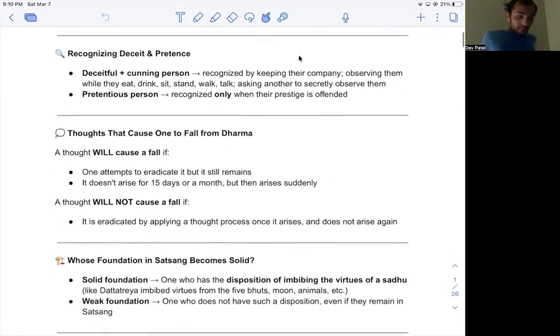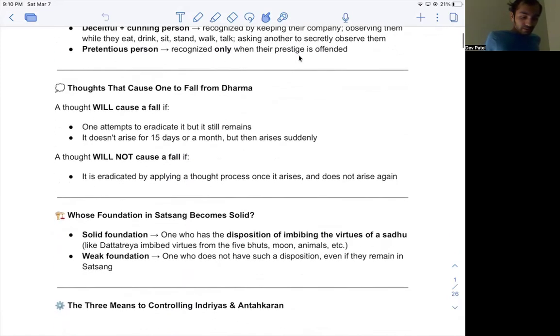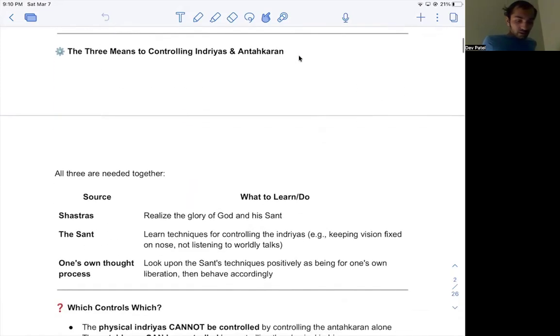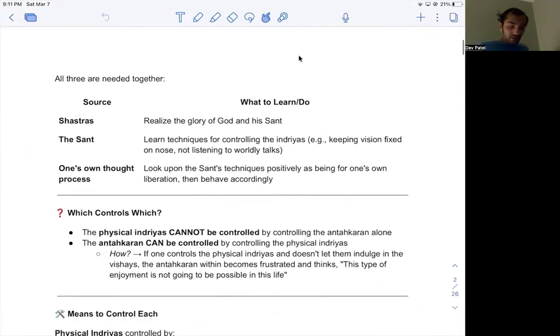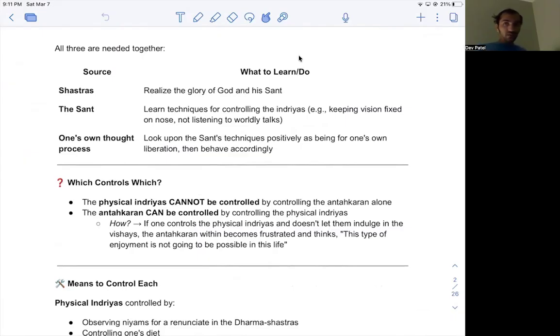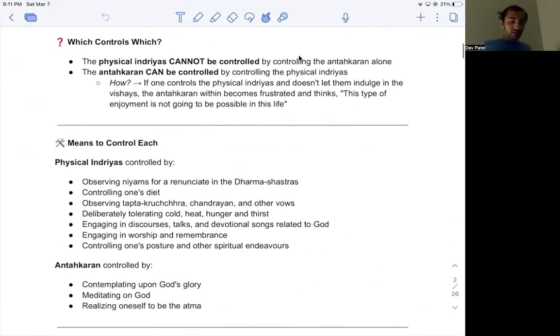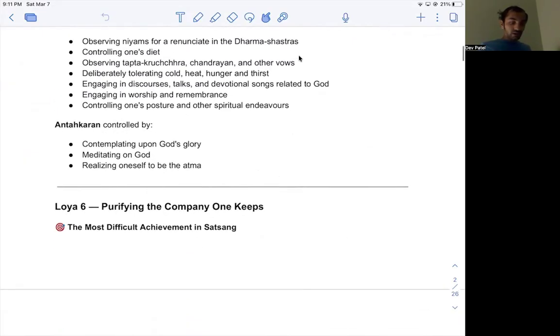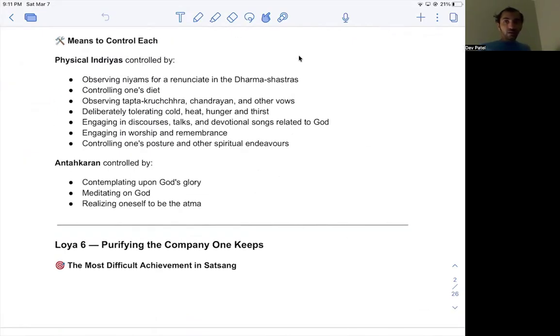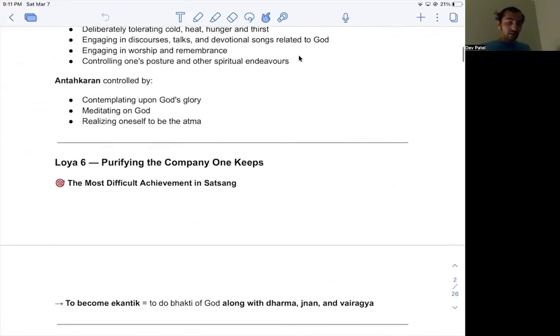Thoughts cause one to fall. The three means of controlling the indriyas and the undercurrent are the shastras and one's own thought process. Now, what controls which? Is it the physical indriyas that actually control the undercurrent? We have manners to control both of these, but if you're able to control the physical indriyas, you can also control the undercurrent, because the environment, or how you indulge in the environment, also affects your internal state. That's the concept there.